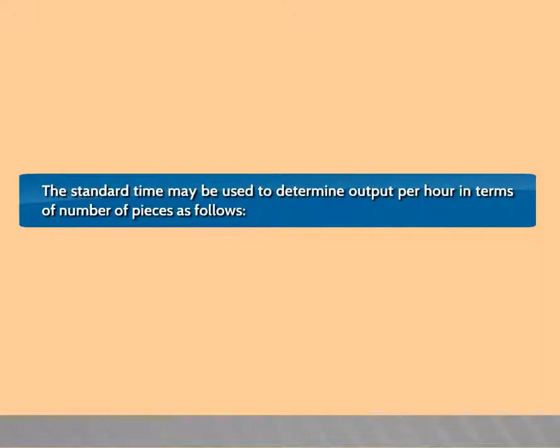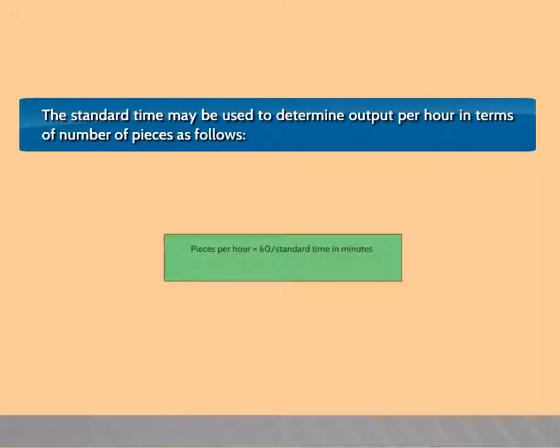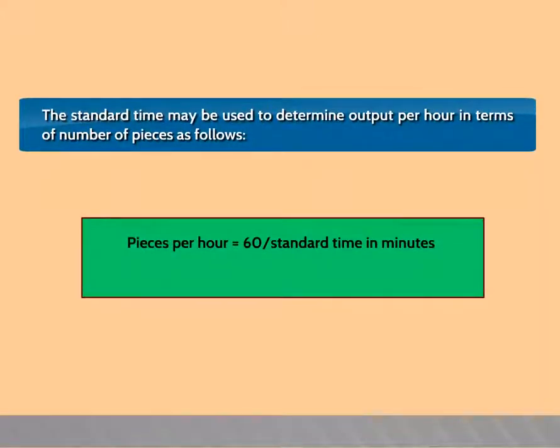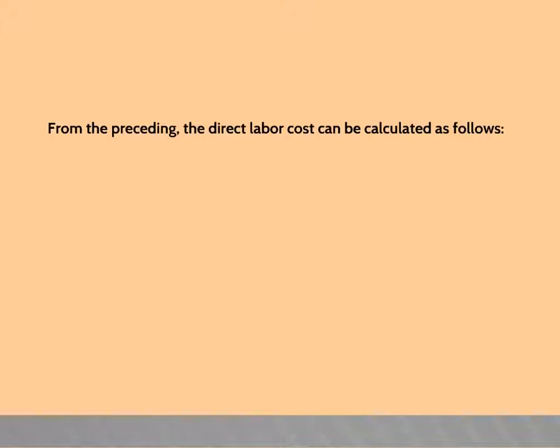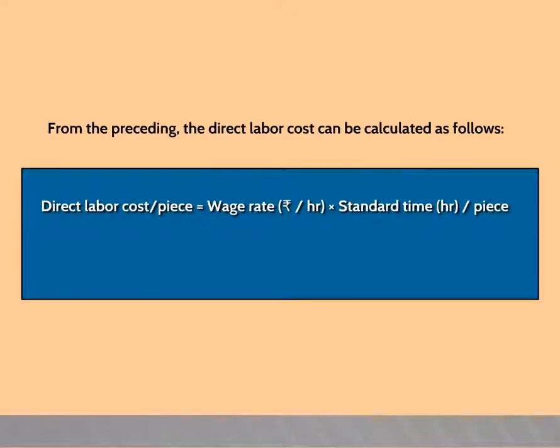The standard time may be used to determine output per hour in terms of number of pieces as follows. Pieces per hour is equal to 60 per standard time in minutes. Standard output per day is equal to pieces per hour times 8 hours pieces. From the preceding, the direct labor cost can be calculated as follows.